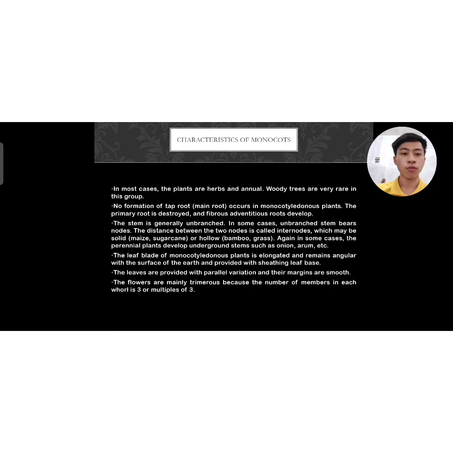Their margins are smooth. And then the last one, the flowers are mainly trimerous because the number of the members in each whorl is 3 or multiple of 3.